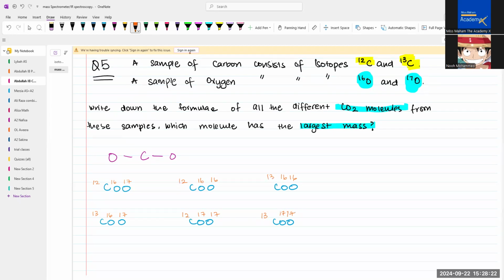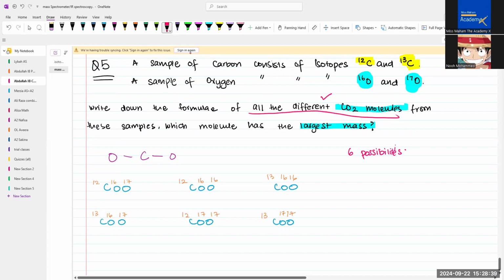Okay, perfect. So we have 6 possibilities. Now, write down the formulae of all the different CO2 molecules. We're done with this part. Which molecule has the largest mass? So which one will have the largest mass?